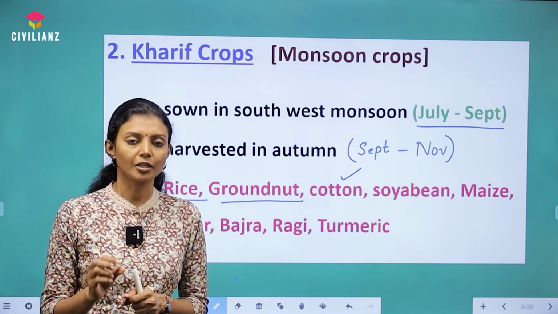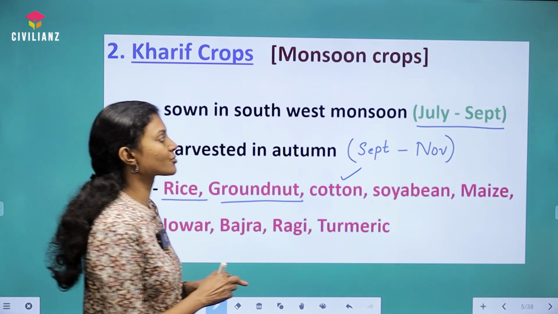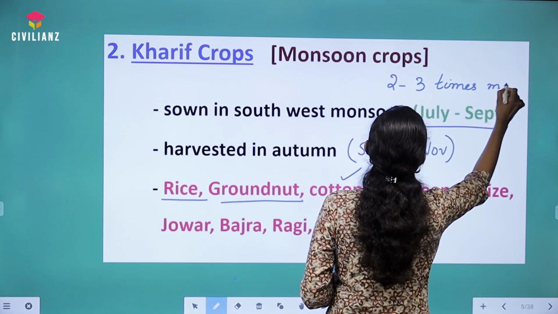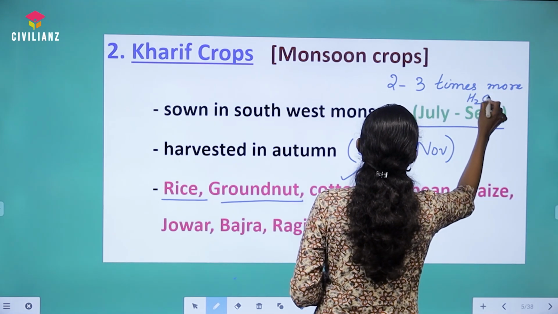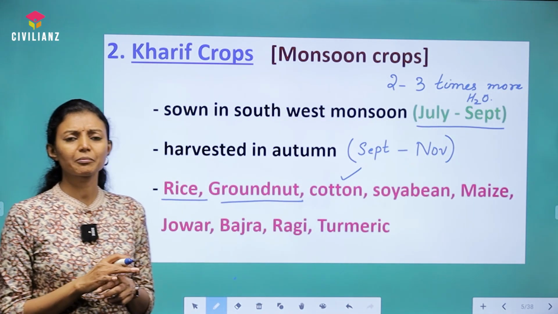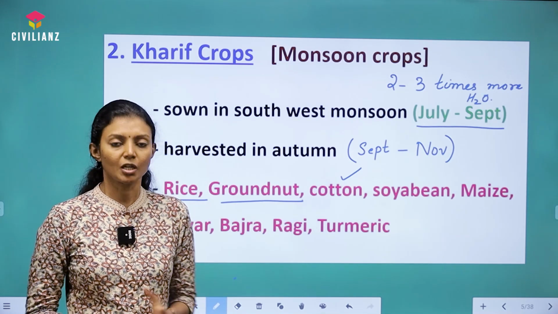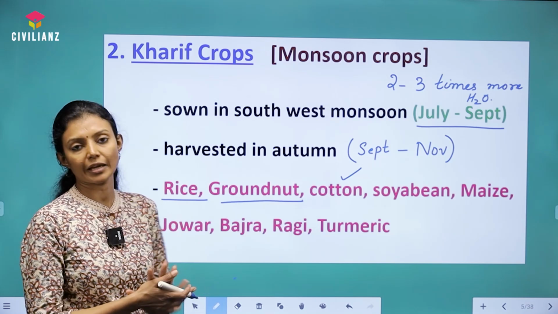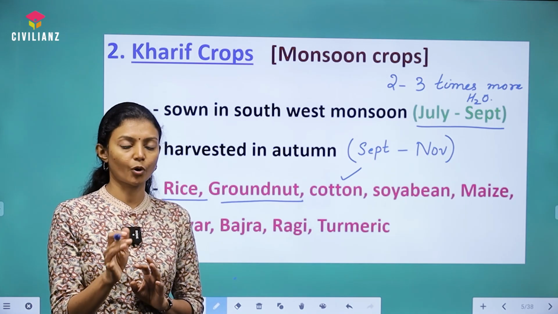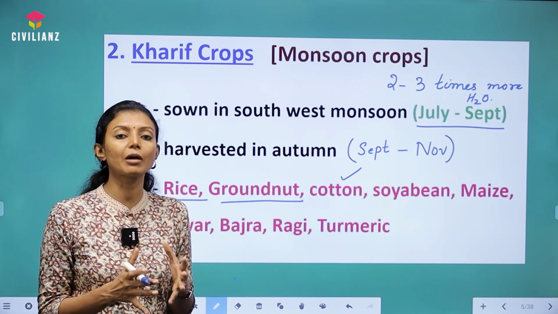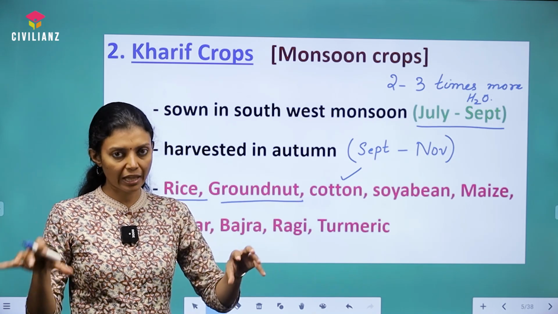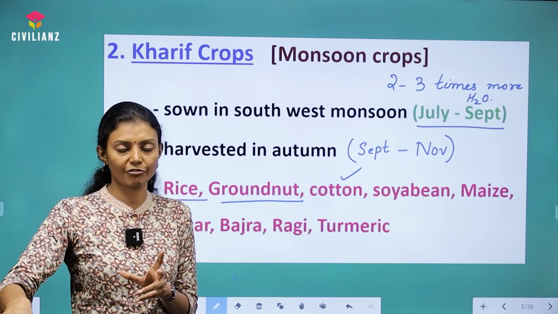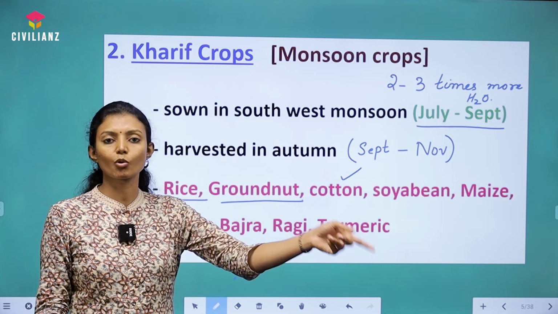You have to note that in general, kharif crops require 2 to 3 times more water than a rabi crop. As I've already mentioned, rabi crops generally don't require so much water, but kharif crops require 2 to 3 times more water than a rabi crop. That is a very important point, because if you are supplying the same amount of water to a rabi field and a kharif field, you can cultivate only a small area in the kharif field, because it requires 2 to 3 times more water than rabi.